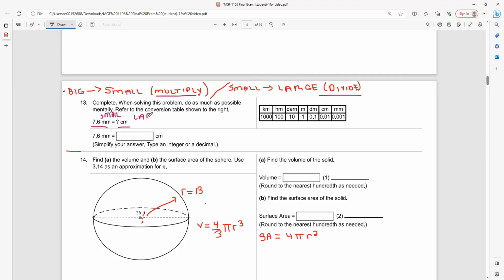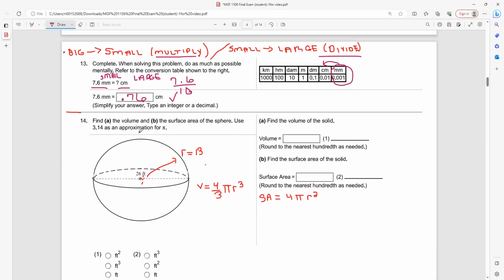Now, how much we divide would be predicated on how many spaces we have to move. Each space represents 10. So if I'm at millimeters, I'm here, and I'm moving from millimeters back to centimeters, that's 1 space. That represents 10. Therefore, we would take the 7.6 divided by 10, and we'll get our answer. So 7.6 divided by 10, that'll give us 0.76 centimeters.